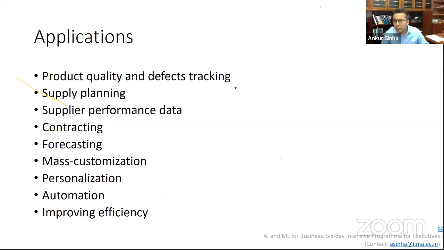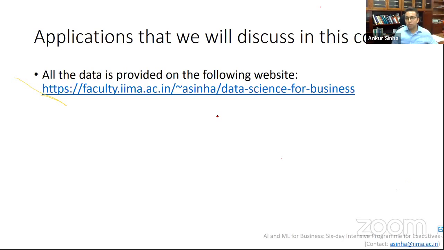Now, these are just some of the applications that I have listed in front of you. Tools from the area of machine learning and artificial intelligence can be used for defect tracking, product quality. It can be used for forecasting, personalization, automation, and in general for improving efficiency. So we'll now come to the applications that we are going to talk about in sessions of this webinar.